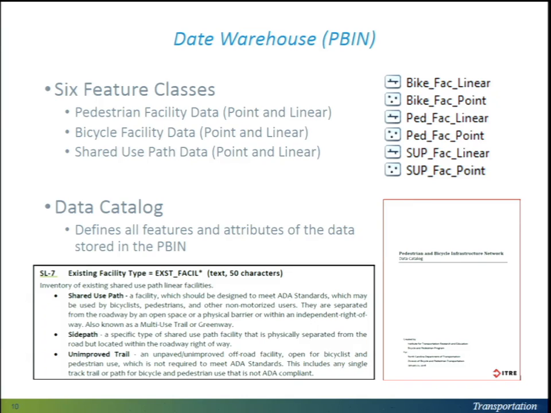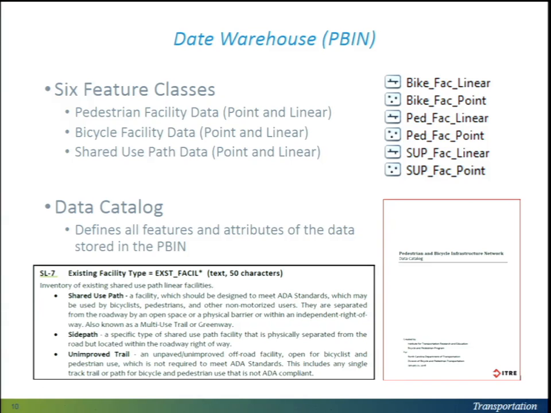Essentially the geodatabase has 6 feature classes: the pedestrian facility data, bicycle facility data, and shared use paths data. This comes in both point and linear data sets, and you see those there. Aligned with this is a data catalog that's available online, and it's very detailed. It describes each field and the typical attribute data that populates those fields. You can see that one, that's just an example.